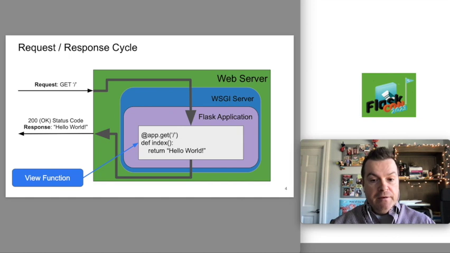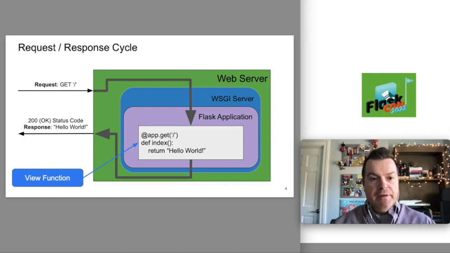So, expanding on the Flask application portion of this diagram, we'll typically have a view function that's decorated with either route, get, post, delete, patch, something like that. And that's going to handle the request and generate a response. So in this case, when the home page is accessed, then the index view function is executed and the hello world string gets returned.